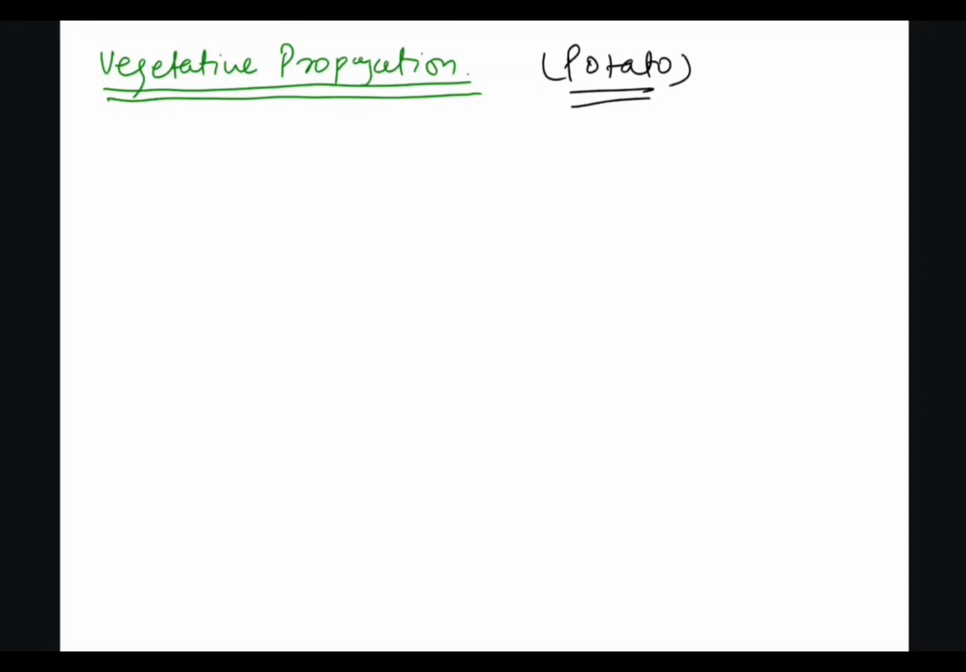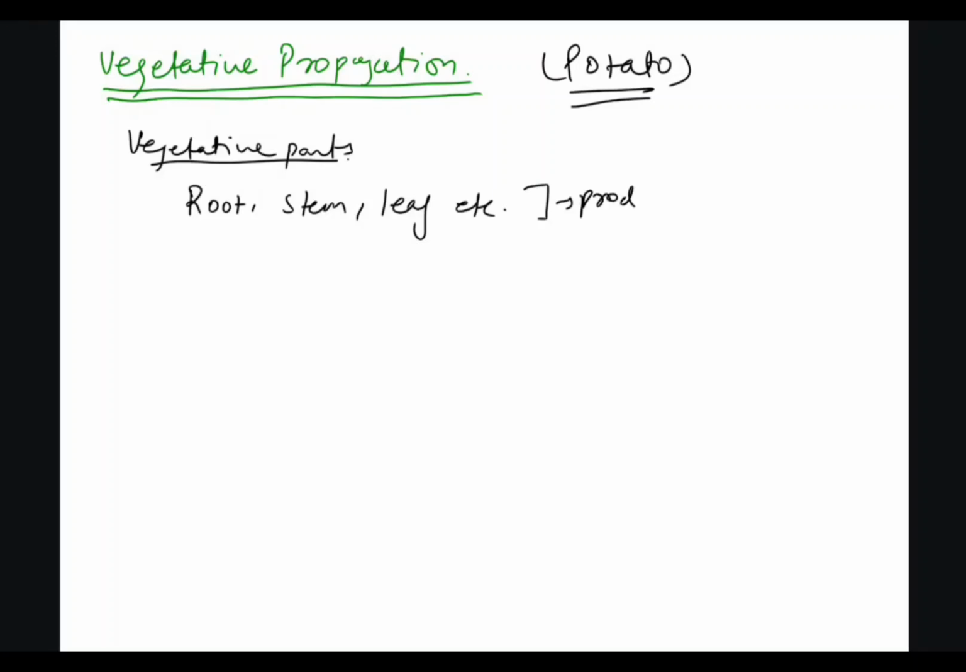Now, we must talk about vegetative parts. There are certain vegetative parts. By vegetative, we mean something that could grow, that could produce new plants. And what are they? Root, stem, leaf, etc. These are the things that could grow into a new plant. They produce new plants, and hence they are called vegetative parts.